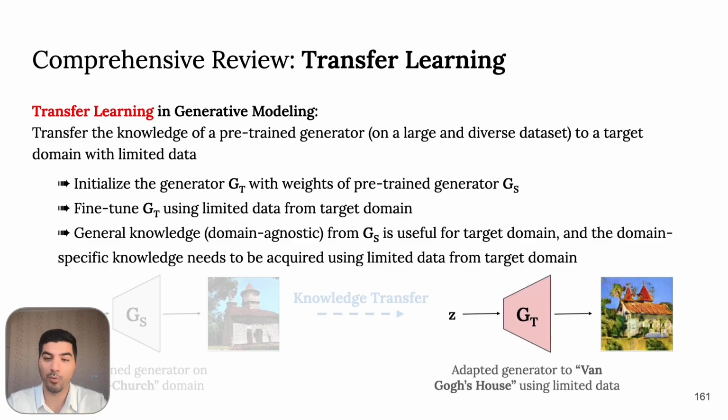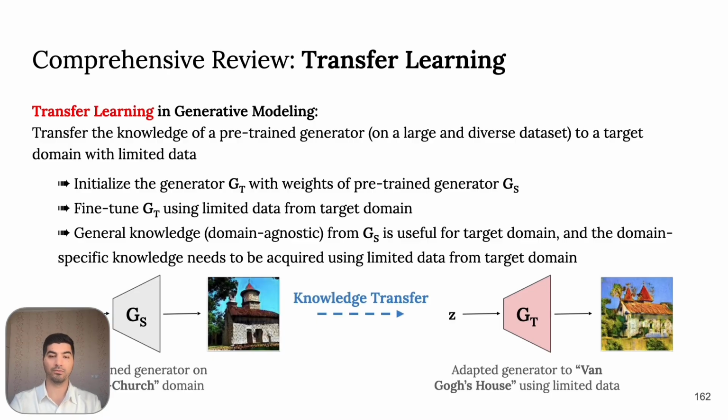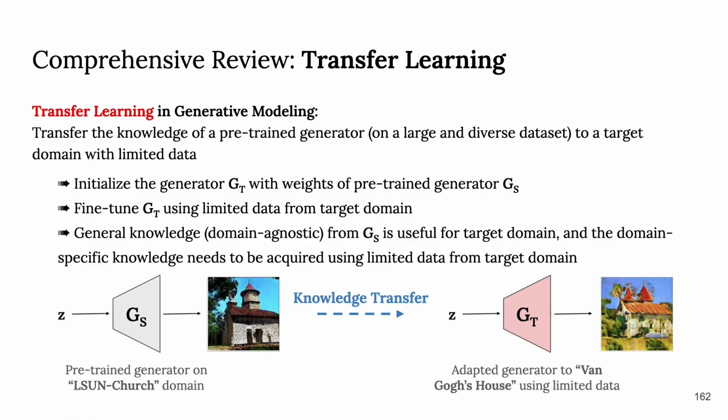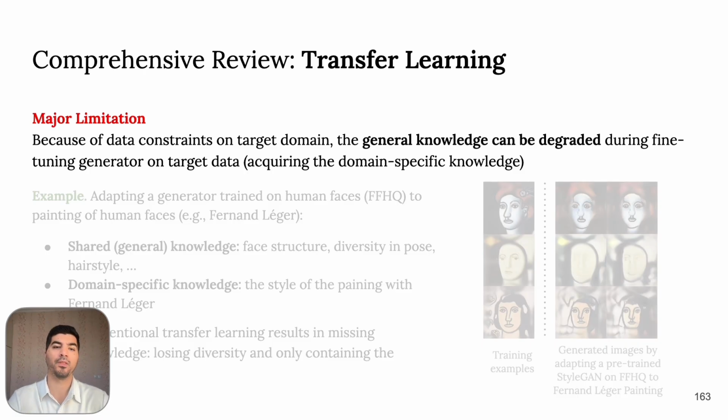As an example, if we want to train a generator for a target domain like Van Gogh's houses, because there are not that many paintings from this target domain, we have limited data. What we can do is use a pre-trained generator which has some shared knowledge. As an example, here we can use a pre-trained generator which is trained on the Church dataset. The structure of the church and the greenery can be shared knowledge, and the domain-specific knowledge is the style of the painting. But there is a major limitation because we have data constraints on the target domain.